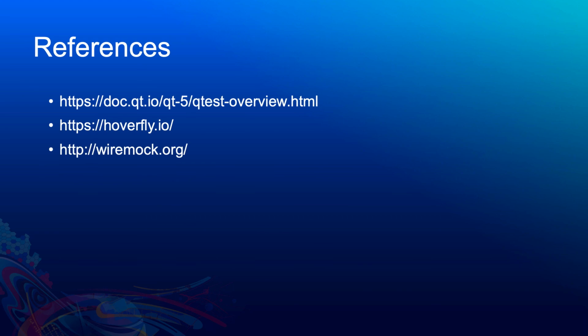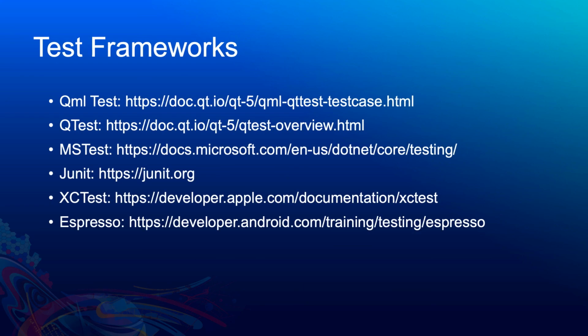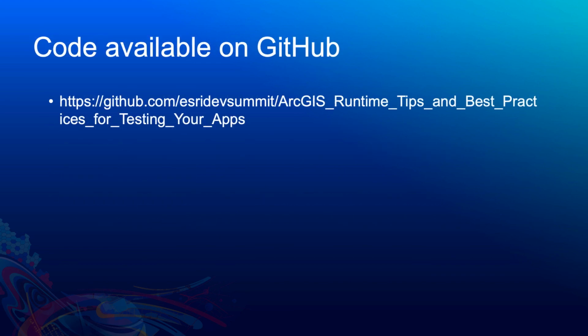So here are some references of the Qt test framework I've used in the demos, as well as the network mockers that I mentioned. Here's some more info from other runtime teams and what test frameworks they use, in addition to the Qt ones that I mentioned. So we've got MS Test, JUnit, XCTest, and Espresso as some of the other ones. All of this test code is available on GitHub, even the stuff I didn't demo.